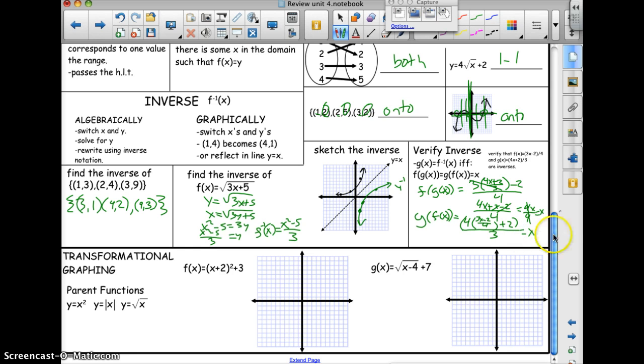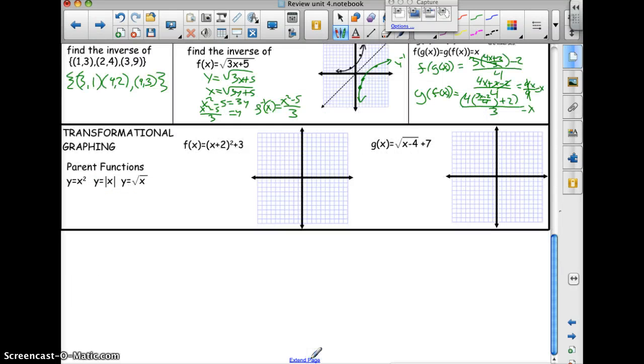Okay? Transformational graphing. And you've got your 3 parent functions, x squared, the absolute value of x, and the square root of x. And you're going to take those and you're going to shift them. Now remember, if you're talking inside the parentheses, it's the opposite of the way it should go. So this is going to be a parabola. It's going to be x squared shifted 2 to the left, left 2, and up 3.